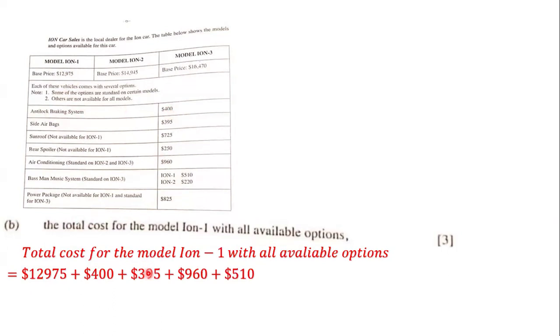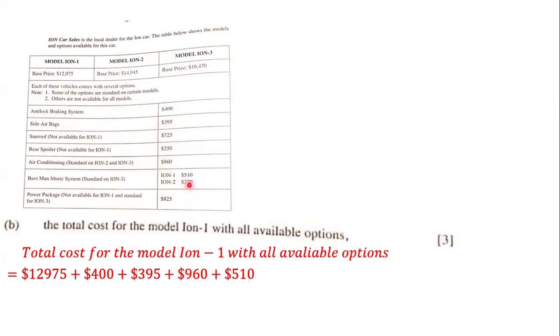Now, we also have to pay $400 for the anti-lock braking system. We also have to pay $395 for the side airbags. Now, the sunroof is not available on Ion 1, so we do not have to pay $725 for that. The rear spoiler is not available for Ion 1, so we do not have to pay $250 for that. Now, we have to pay $960 for air conditioning because that is not standard on Ion 1. It's only standard for Ion 2 and Ion 3. So that's $960 for the air conditioning.